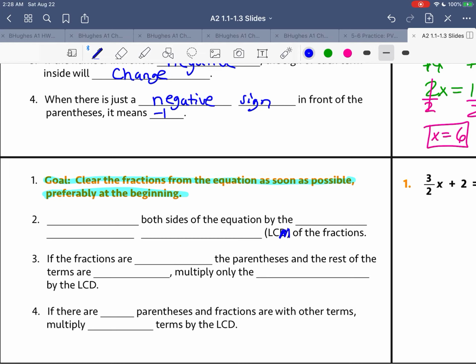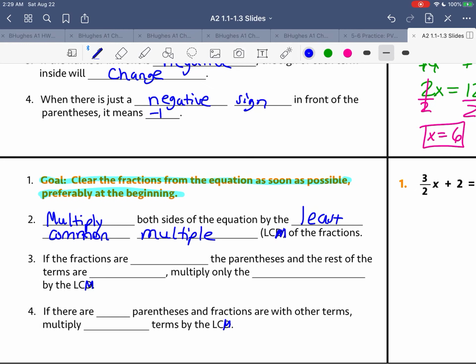I'm going to have you change one thing on here. Everywhere you see LCD, I want you to change it to LCM. We're going to look at the denominators of the fractions and figure out the common multiple of those denominators. We're going to multiply both sides of the equation by the least common multiple. We're not going to change them into common denominators. We're going to cancel them by multiplying by that common number. So it's kind of like multiplying by a reciprocal a little bit.